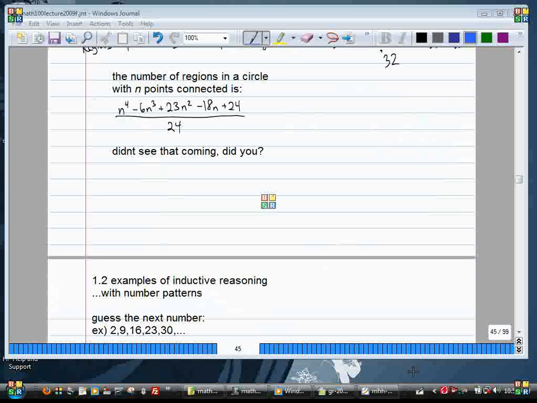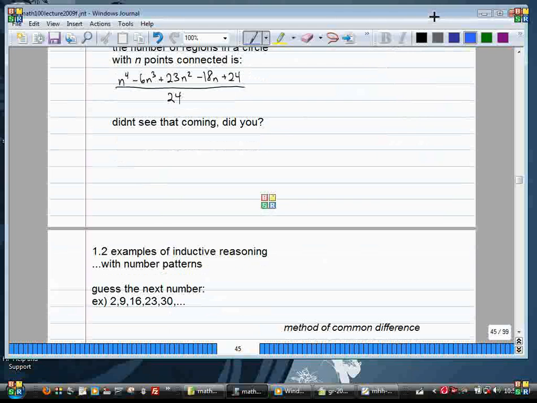Is that pretty straight? Okay. How'd you do that? Exactly. So this is probably the most basic of all number patterns. It has a general name. Aside from just saying +7 every time, it's got a general name. It's called the method of common difference.